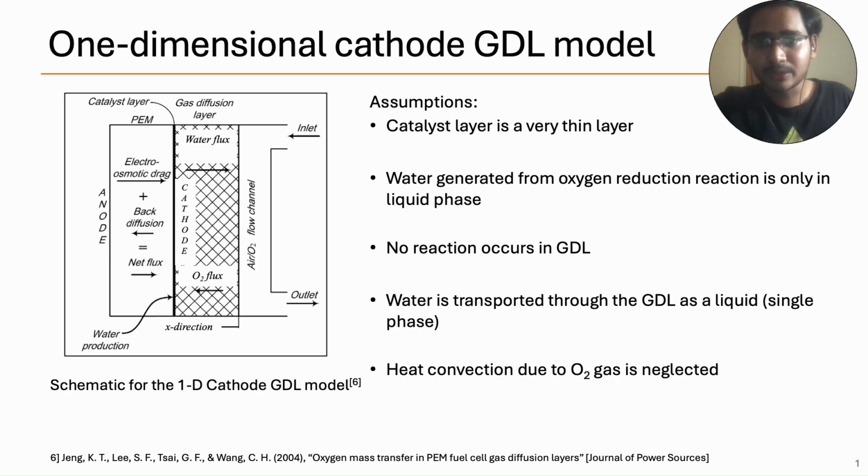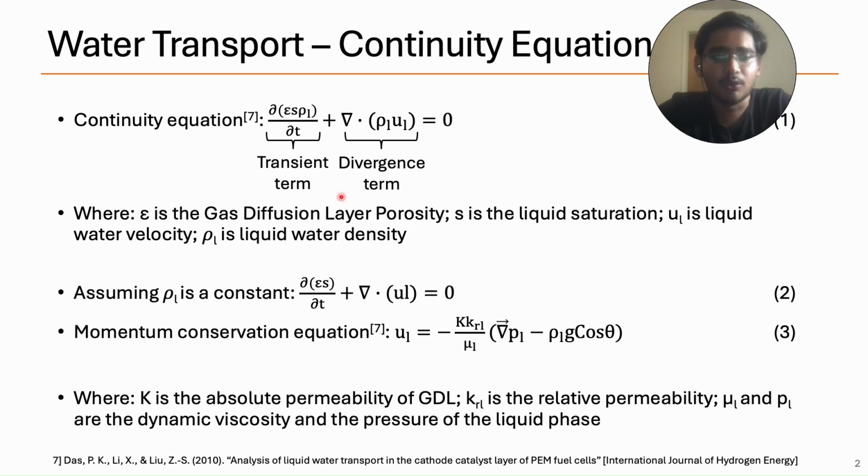Hence it does not evaporate into the vapor, so any phase change or even movement of water vapor is neglected. We do not consider multi-phase flow for this system, so water is transported through the GDL as a liquid or a single phase. Heat convection due to oxygen gas is neglected since we are assuming that the heat transfer process is very small. The water transport equation is modeled using the continuity equation and a momentum conservation equation.